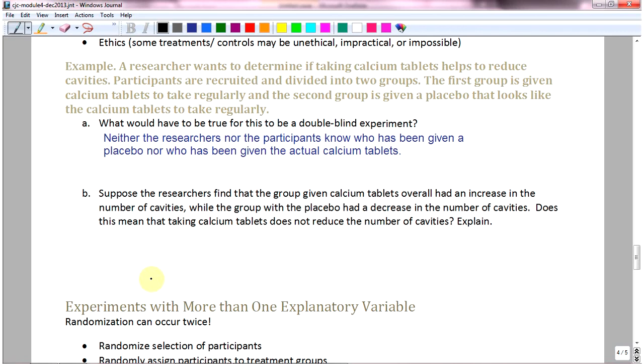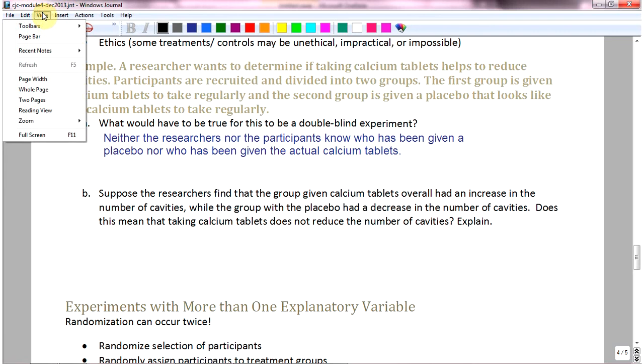Question B. Suppose the researchers find that the group given calcium tablets overall had an increase in the number of cavities, while the group with the placebo had a decrease in the number of cavities. Does this mean that taking calcium tablets does not reduce the number of cavities? Explain.